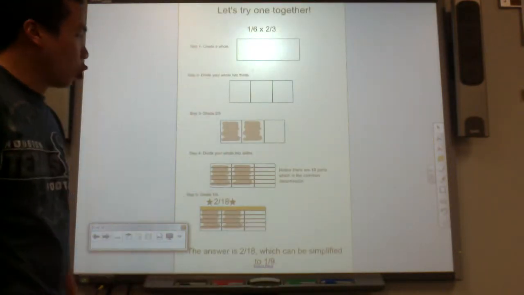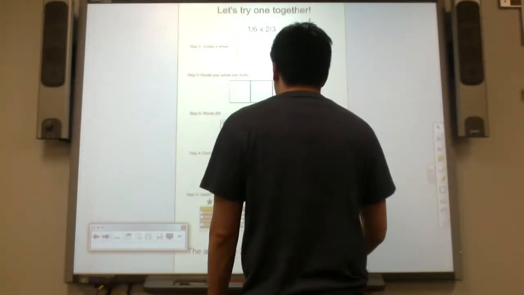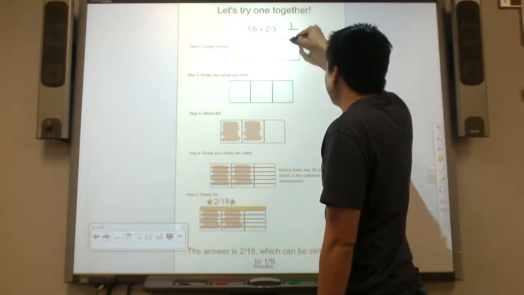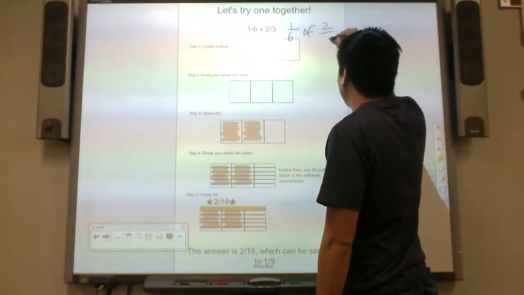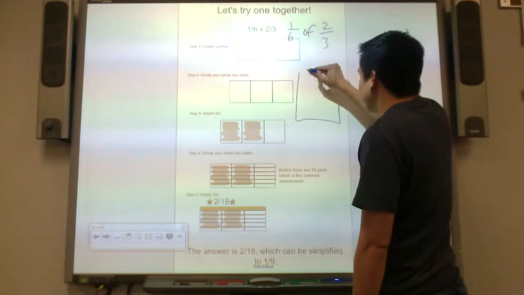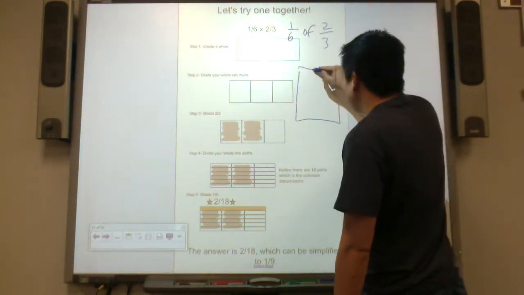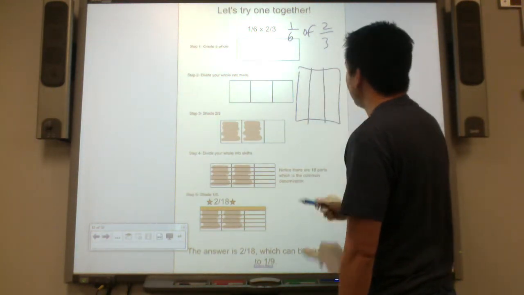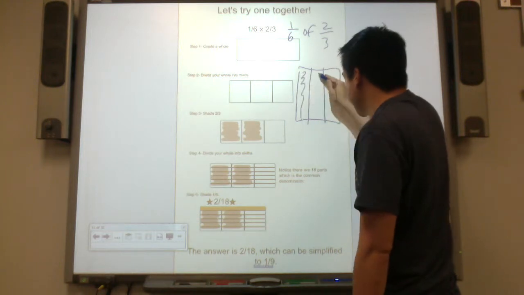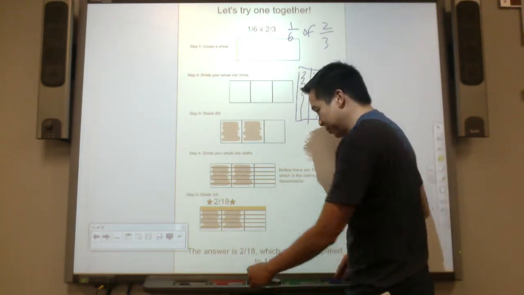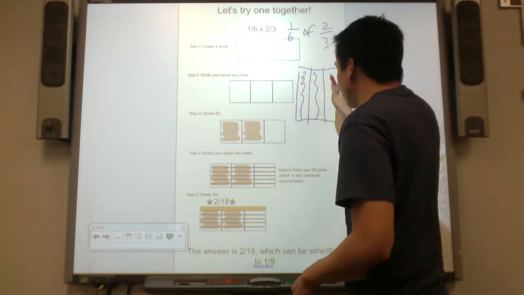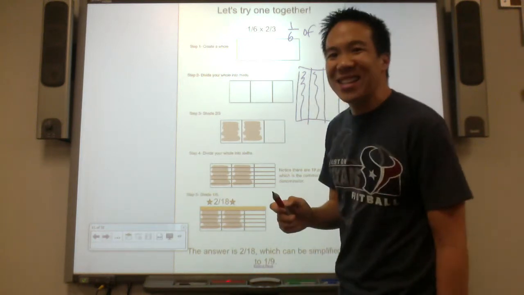Let's try another pictorial model for those who like pictorial models. What is 1/6 of 2/3? So you have a rectangle. Let's cut it into 2/3. So this is 2/3 of the model. Of this 2/3, what is 1/6 of it?